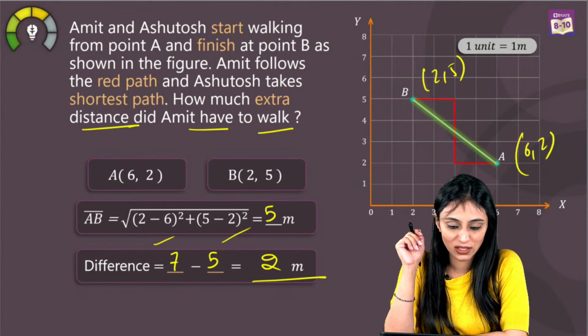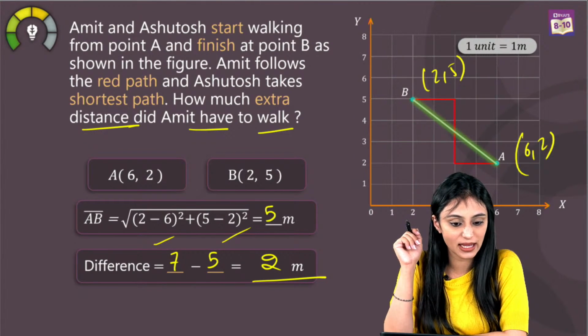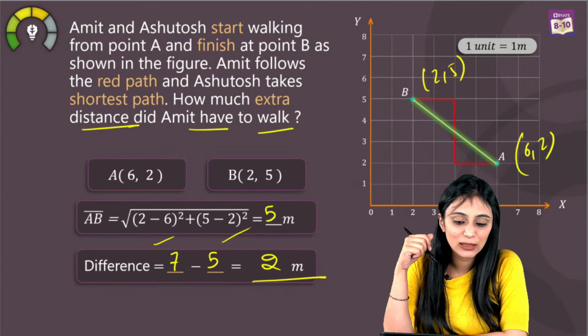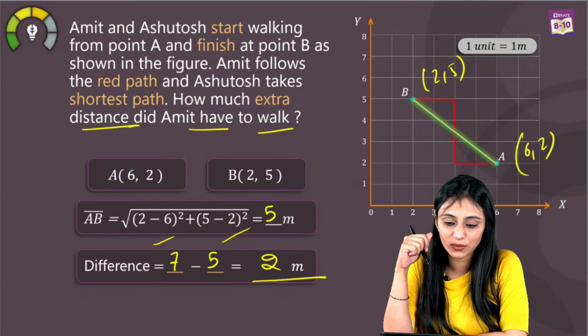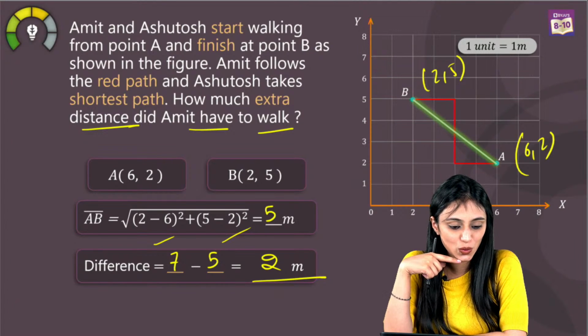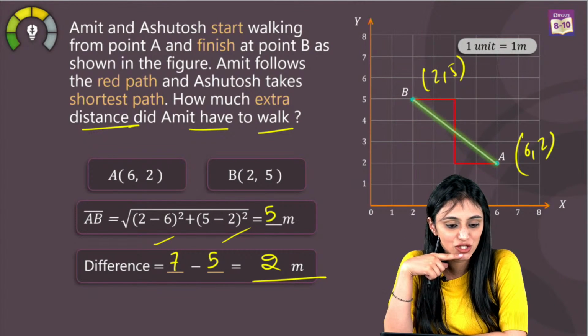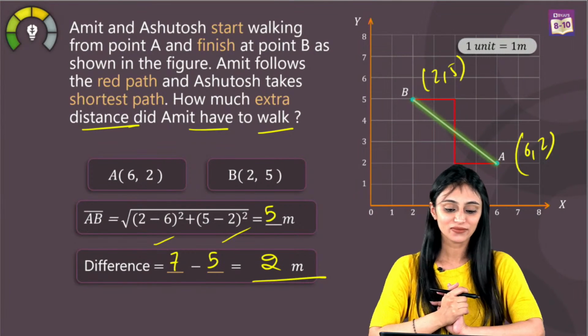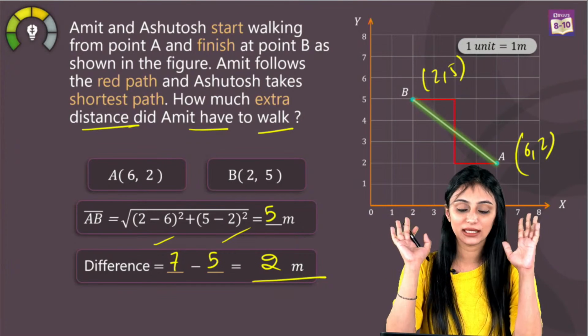Sahil says 2 meters extra. Kashi says 2. Rising Star says option A. Yes, Suraj, option A. Mani, 2 meters. Navdeep, Ashutosh covered 5 meters, Amit covered 7 meters, therefore the difference is 2. Adhya, Dina 2, Muiz 2, Krish 2 meters extra, Charvi 2 meters, Anurag 2, Seva 2 meters extra. Absolutely. Awesome. So all of you have given the right answer for this.